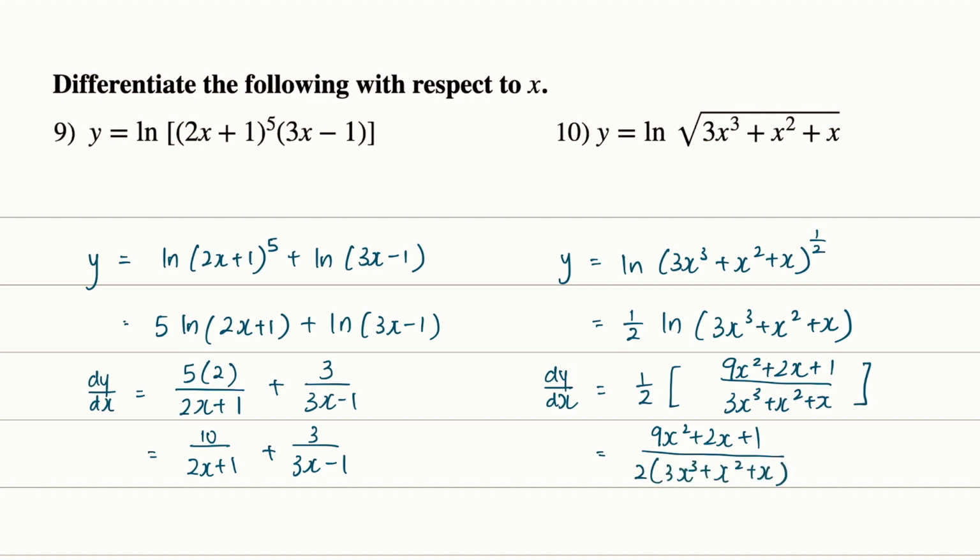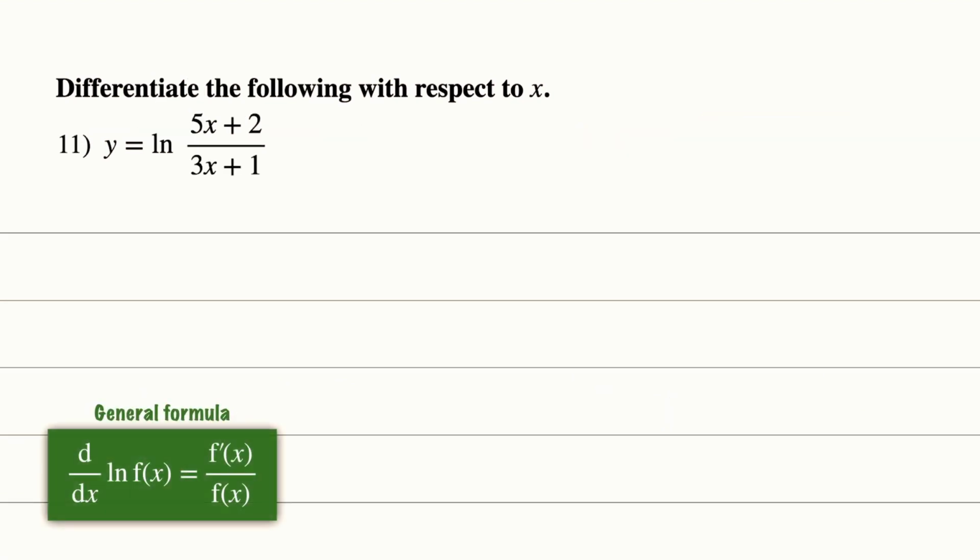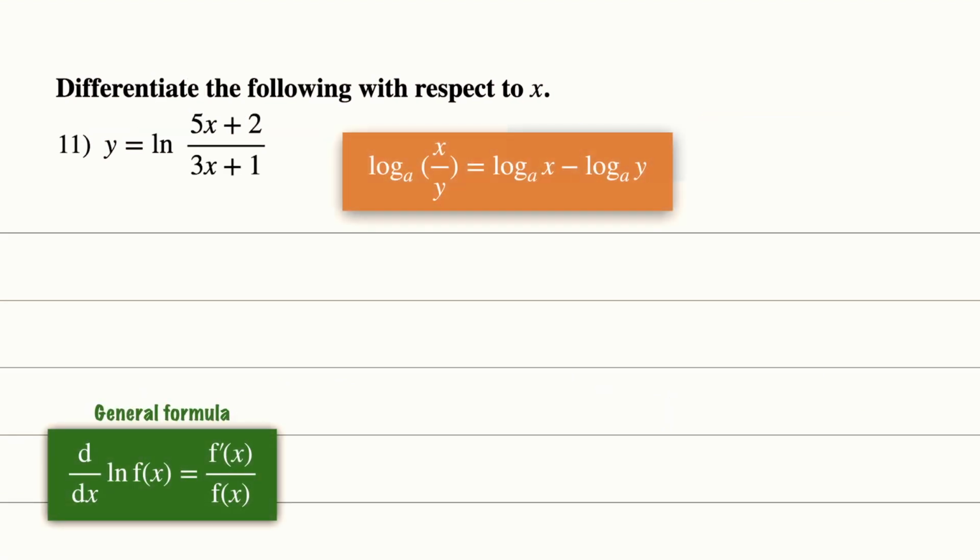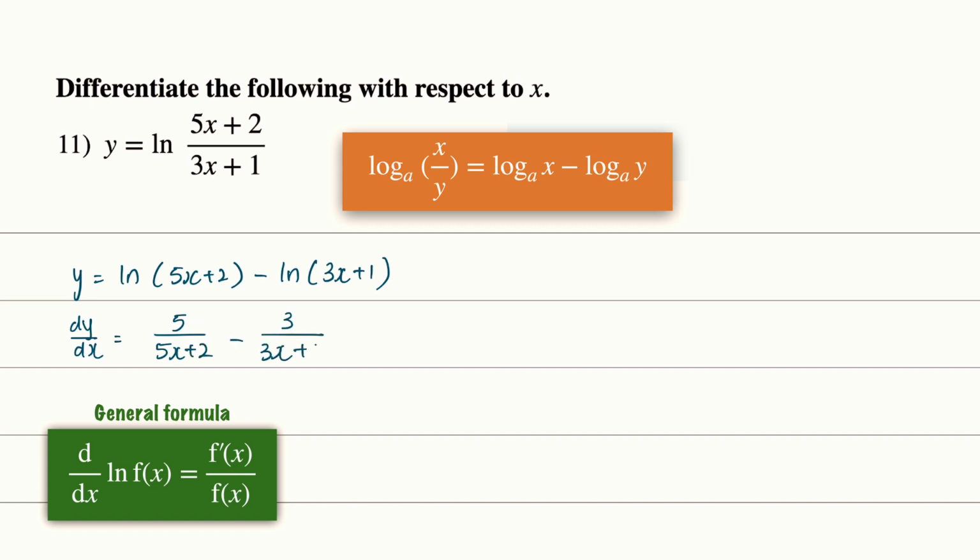Now for question number 11, we can employ the quotient law of logarithms to help us separate this fraction into two terms. So y will be equal to ln(5x plus 2) minus ln(3x plus 1). By differentiating term by term, we will then have 5 over 5x plus 2 minus 3 over 3x plus 1.